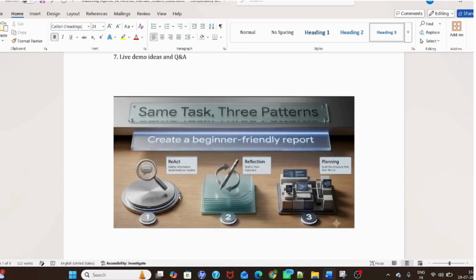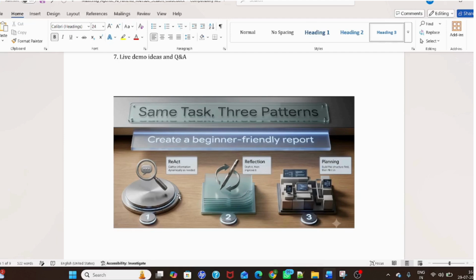Pattern means the same task can be done in three different ways. For example, in agentic AI we have ReAct, reflection, and planning. These three are majorly used. ReAct and reflection are very important.